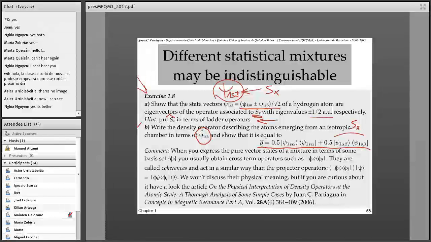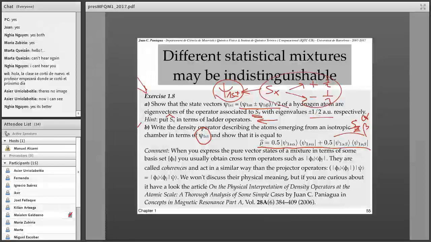The question is, we normally describe the spin of an electron in terms of eigenstates of SZ, alpha or beta. But if the system is in isotropic conditions, there is nothing special with the Z direction. We could also consider that the atoms have 50% of probabilities of having SX positive or negative value. And if we take this point of view, then the density operator should be written in a different way.